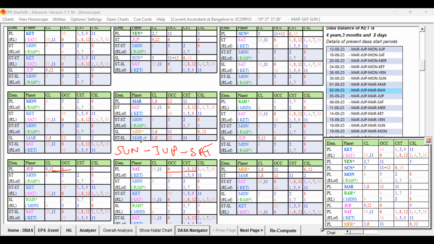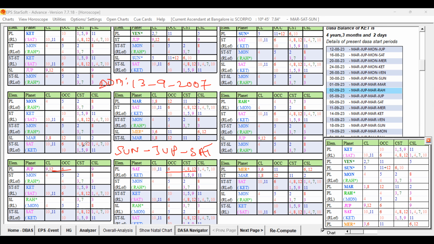The native got married in Sun Dasa, Jupiter Bhukti, and Saturn Antara. I will tell the marriage date also. The native got married on 13/9/2007, the date of marriage. So we can check the transit also.